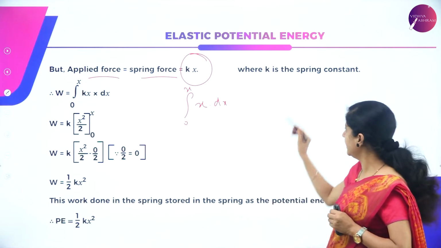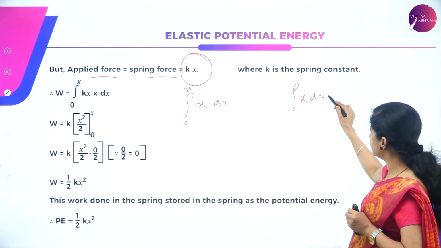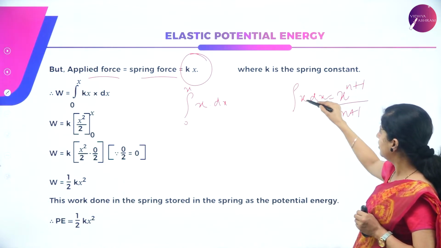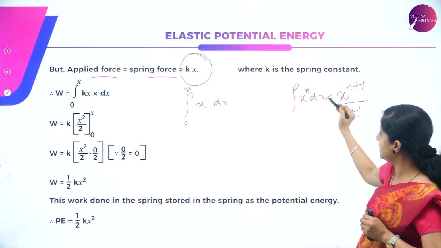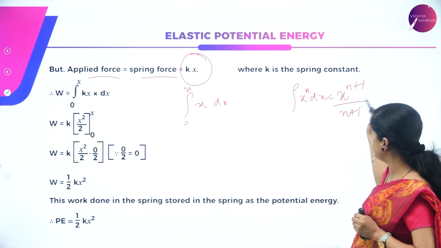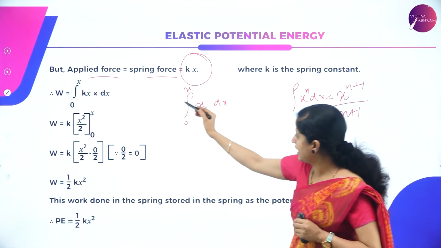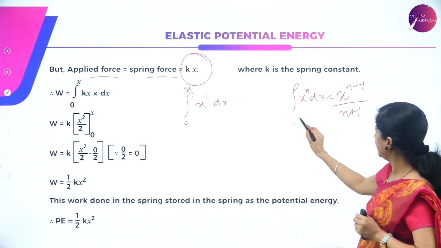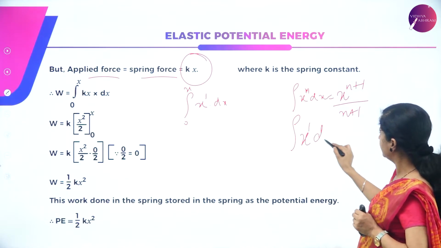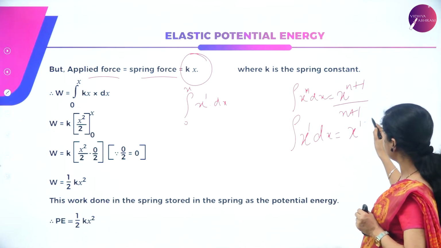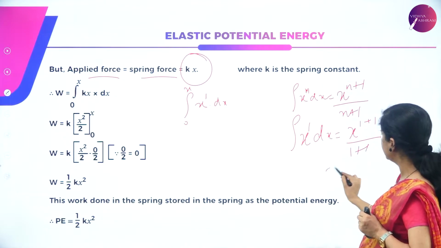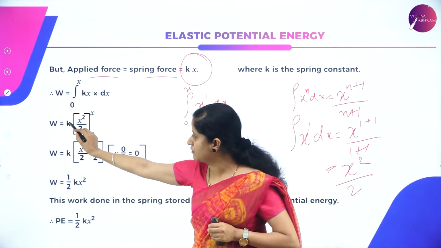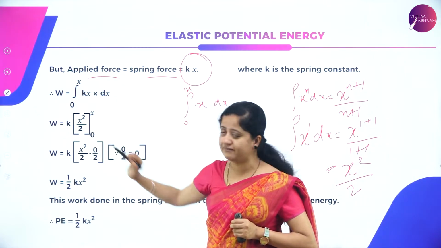We know generally the integration of x to the power n dx is equal to x to the power n plus 1 divided by n plus 1. So we have x to the power 1 here in our expression. So we get the integral of x to the power 1 dx is x to the power 1 plus 1 divided by 1 plus 1, and hence it is x squared divided by 2, and hence we get W is equal to k into x squared divided by 2.